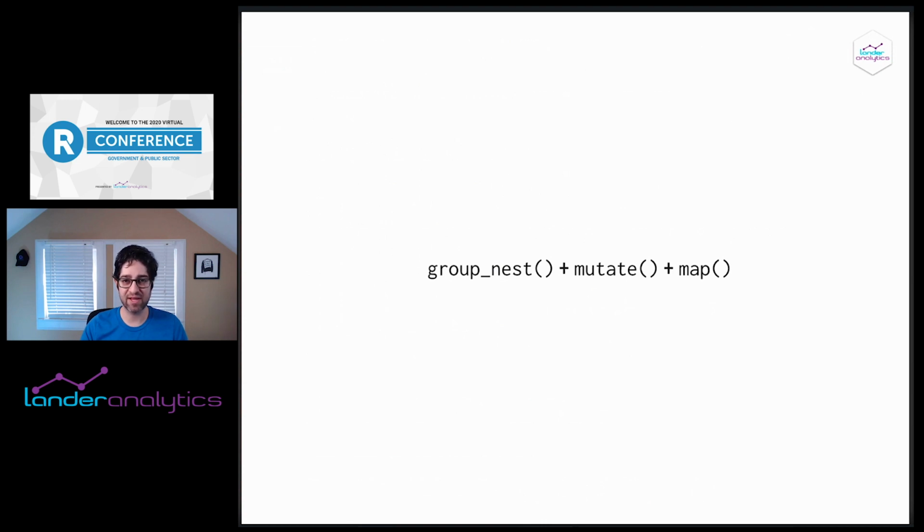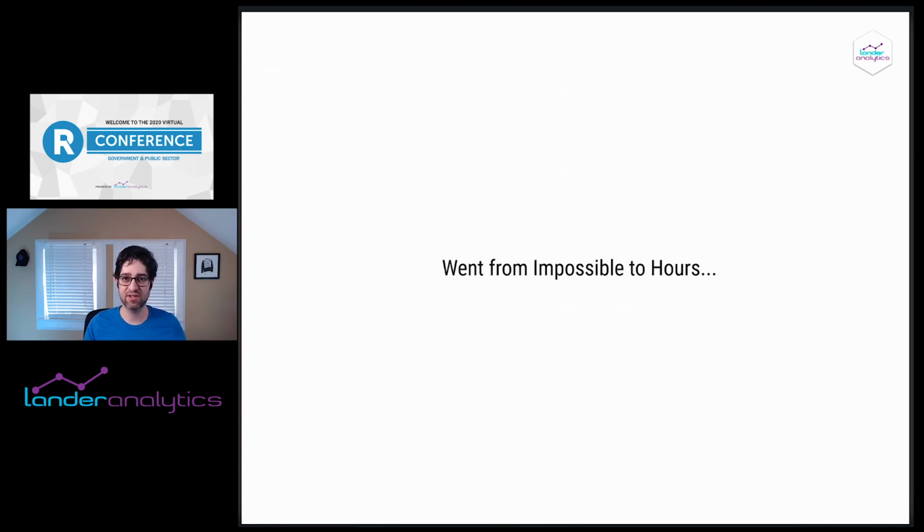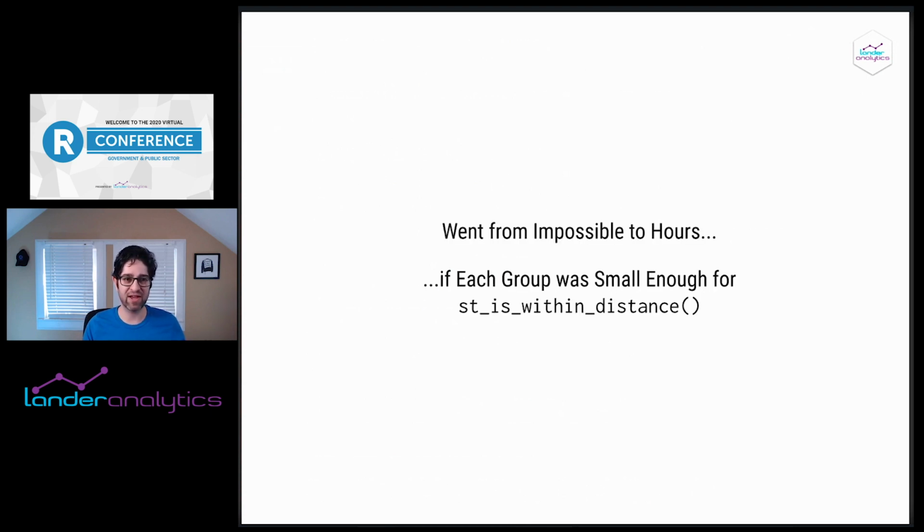So I first tried group_nest, which will take the data frame, and rather than making a grouped tibble, it will make a list column of individual tibbles because I sometimes find those easier to reason about. I then use map inside of a mutate to iterate over that list column and apply my function to each of them. So I do this. I first transform it into meters so I could use st_is_within_distance. I do the group_nest to break it up into a list column, and I call st_is_within_distance on each of them. Our problem just went from impossible to solve to taking hours to run, if each group was small enough for st_is_within_distance.